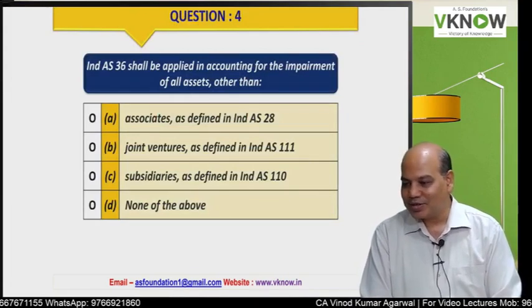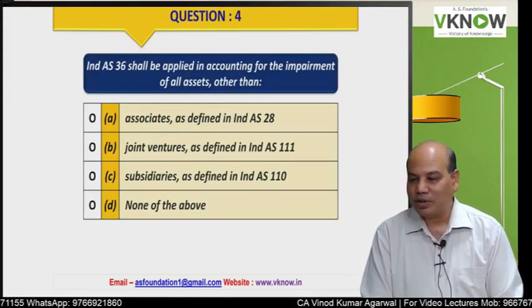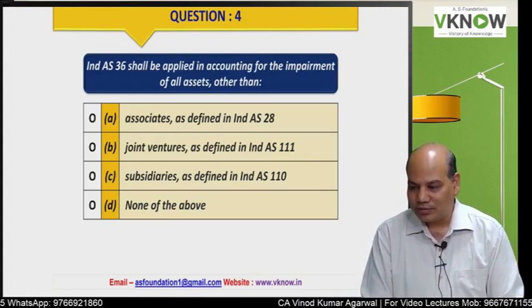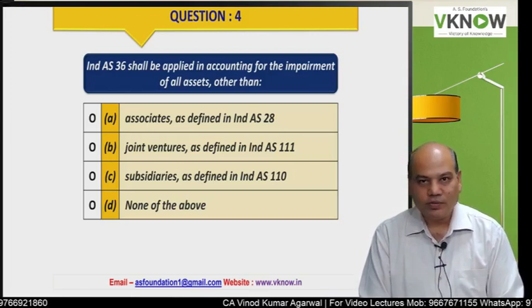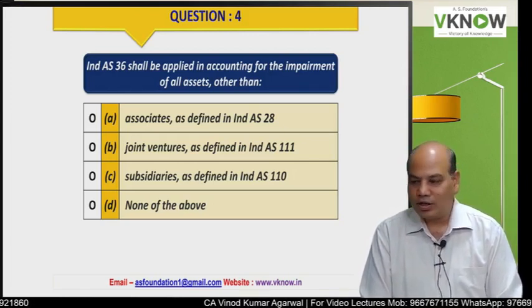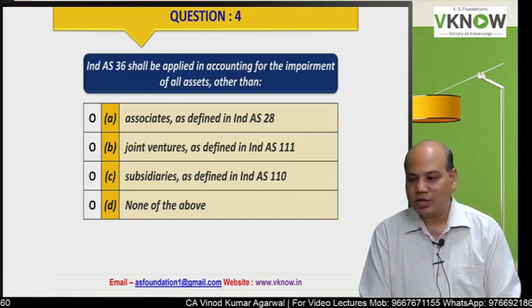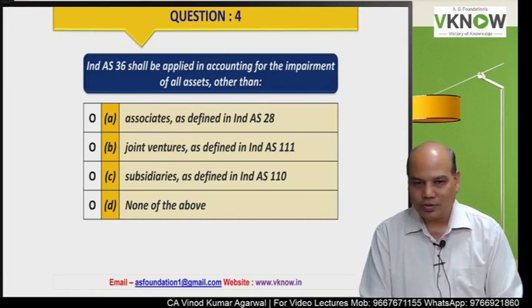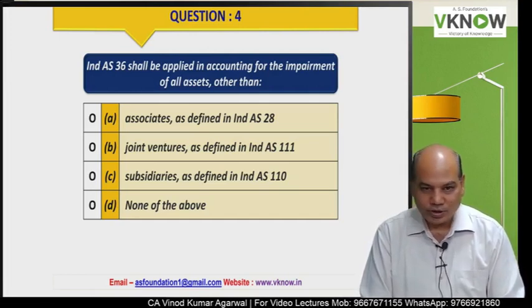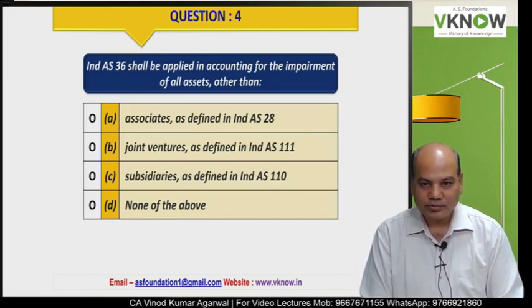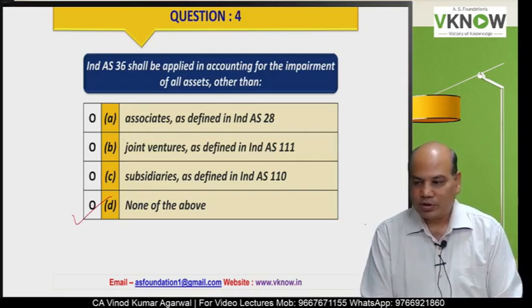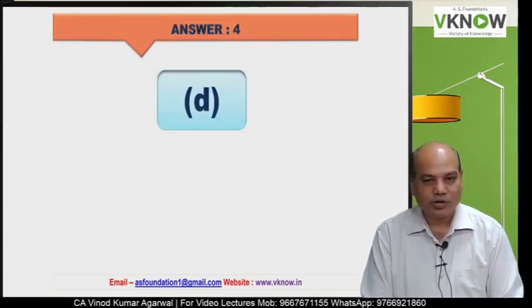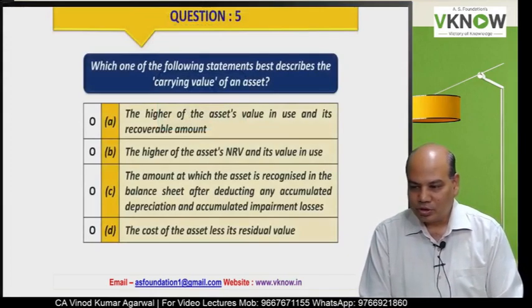Ind AS 36 shall be applied in accounting for impairment of all asset other than associate as defined in Ind AS 28, joint venture as defined in Ind AS 111 and subsidiaries as defined in Ind AS 110, and the last option D is none of the above. None of the above. These 3 will be covered by Ind AS 36. The answer was D. Question number 5.